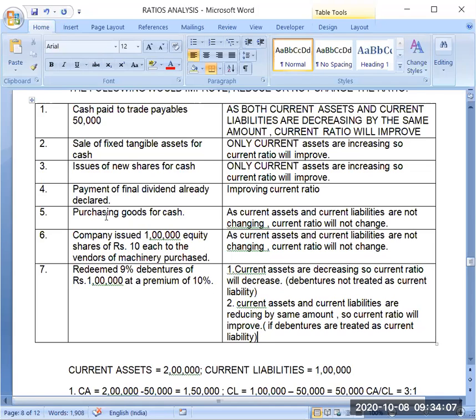Same is the case with this transaction also: payment of final dividend already declared. There is a little bit of change in the accounting treatment of dividend, which we will be discussing in future. Right now you do this only. I will be making this second point also clear to you.